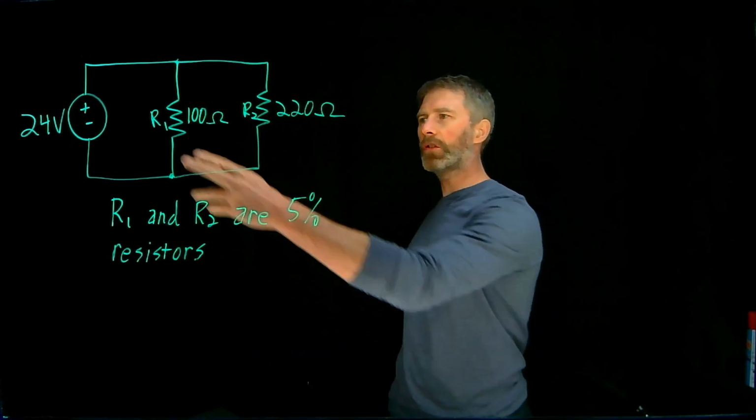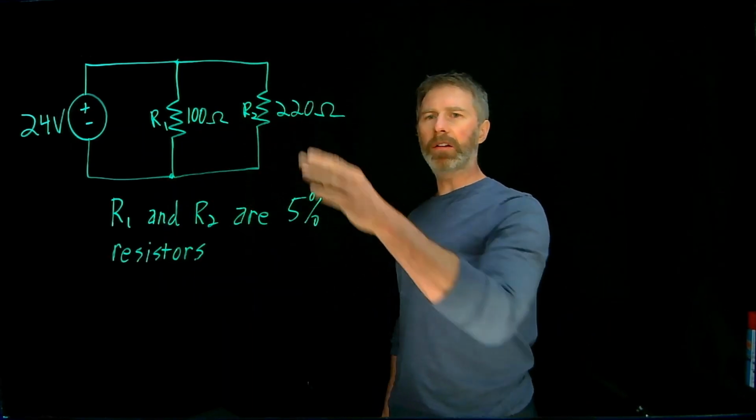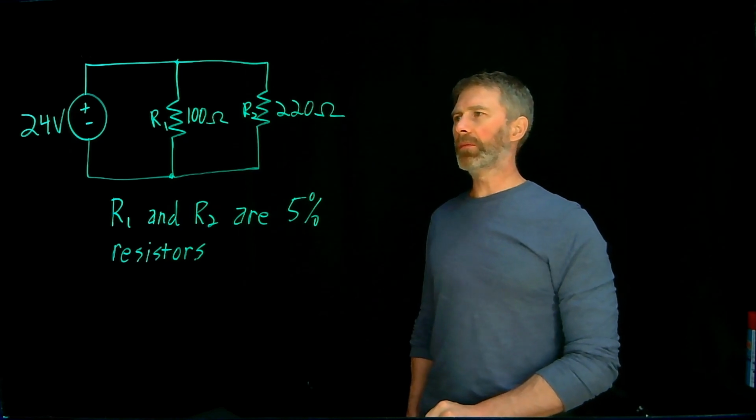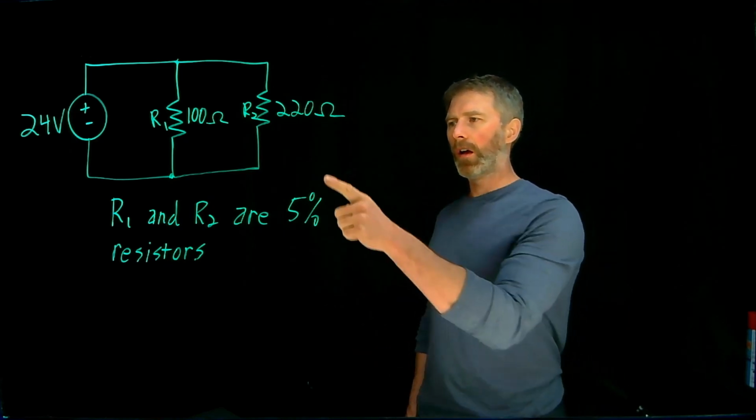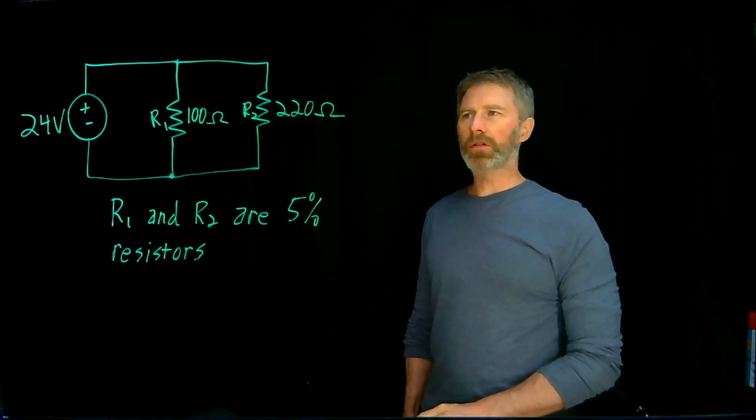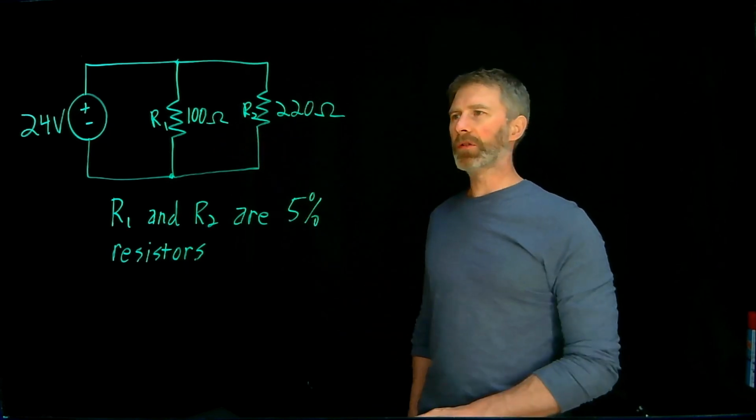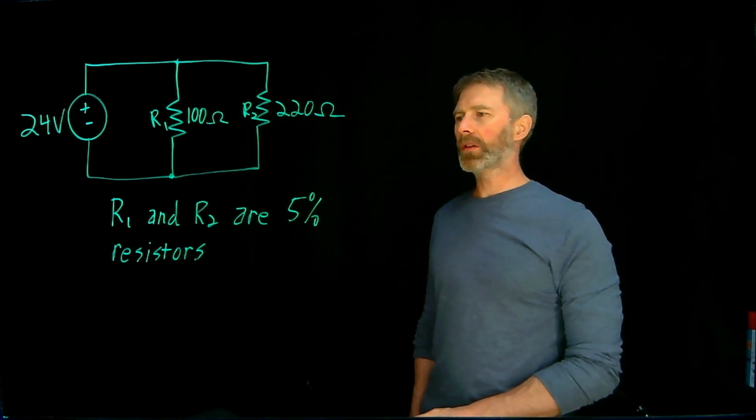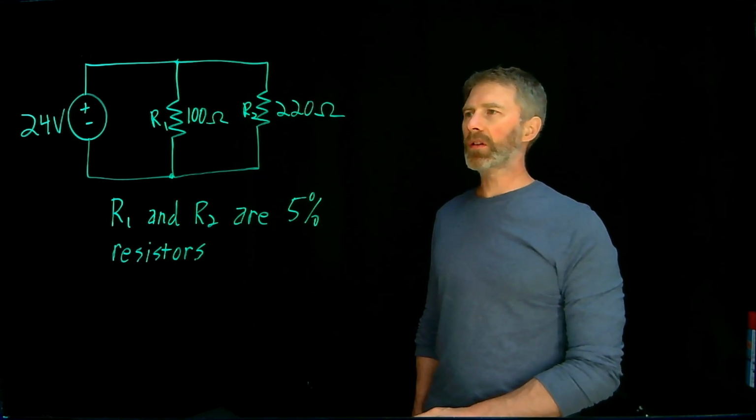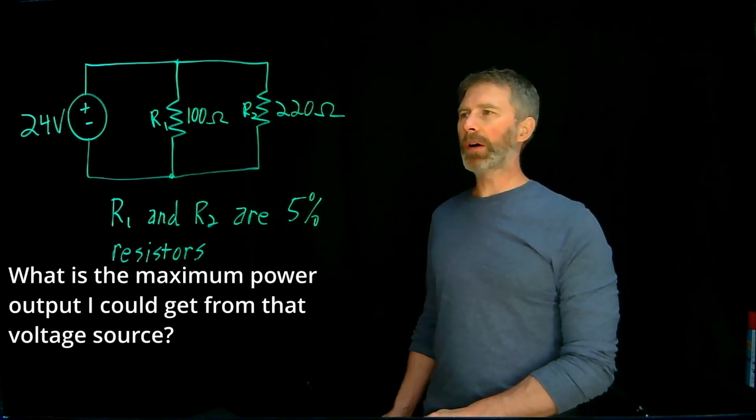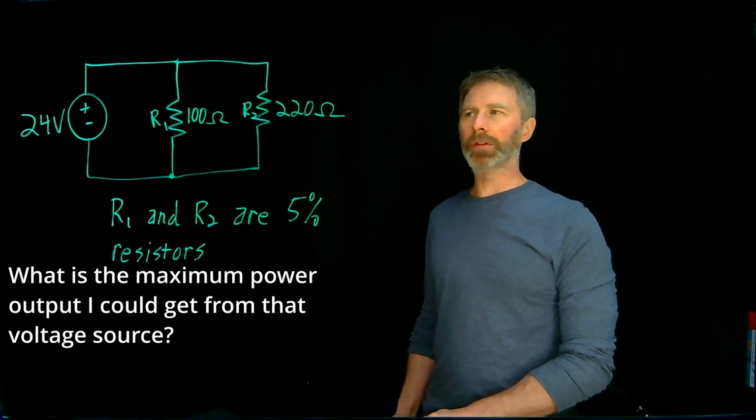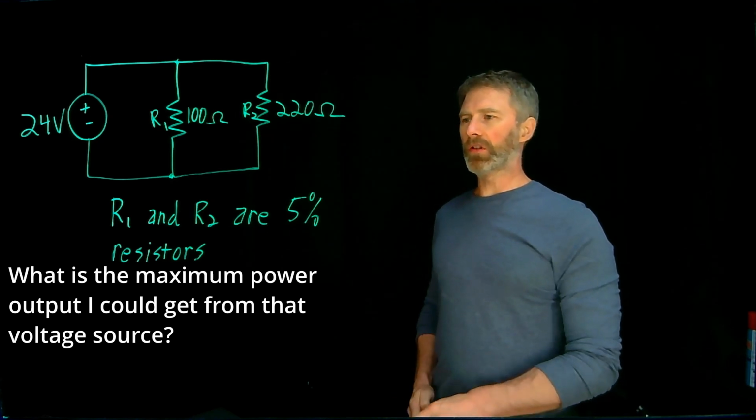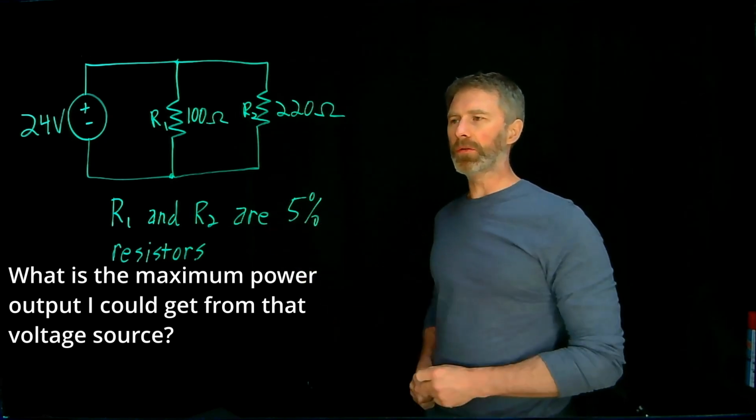So in this question, I have a 24 volt source and a 100 ohm and a 220 ohm resistor in parallel with that source. R1 and R2 are 5% resistors, so they can vary by plus or minus 5% around their nominal values. And my question here is, what is the maximum power output I can expect from that voltage source? So to approach this question, I need to consider the tolerance of these resistors.